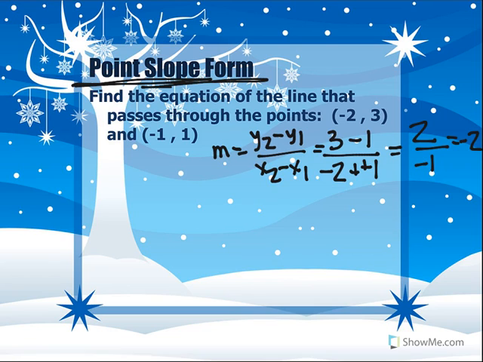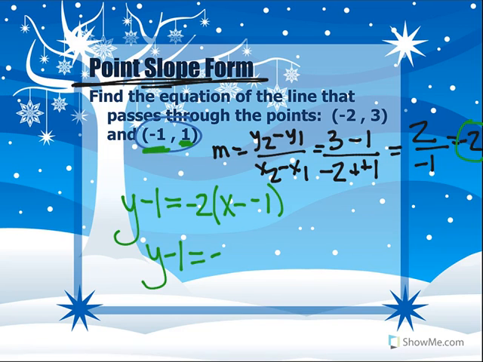Now I can choose any one of my points. It does not matter which one, and I can create my equation. I'm going to use this one just because I think the numbers are a little easier. Point slope form was y minus your y value of your ordered pair equals your slope times x minus your x value. And again, to simplify a little bit, minus a negative, we can just rewrite as plus.